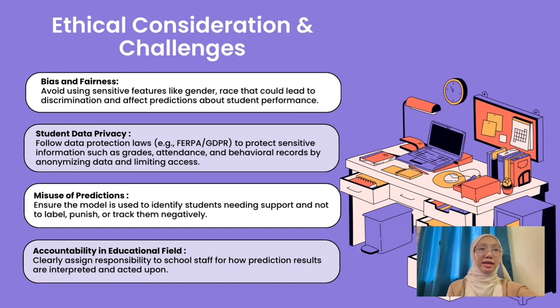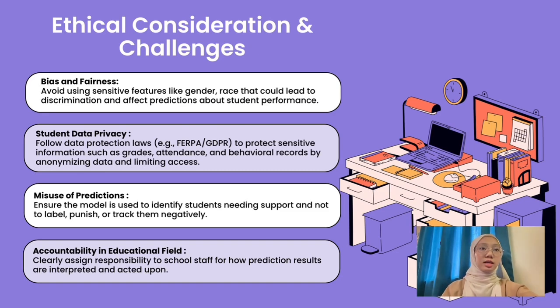Next, when implementing a predictive model in education, it's essential to address ethical challenges to ensure fairness and responsible use. Firstly, we must be cautious of bias and discrimination. Using sensitive attributes such as gender, race, or family background can unintentionally lead to unfair predictions. This can affect student outcomes and reduce trust in the system.